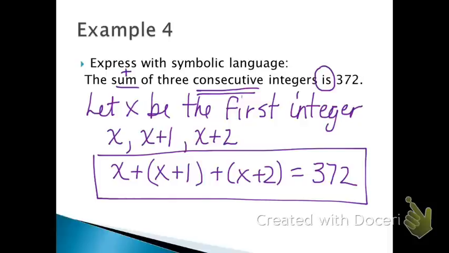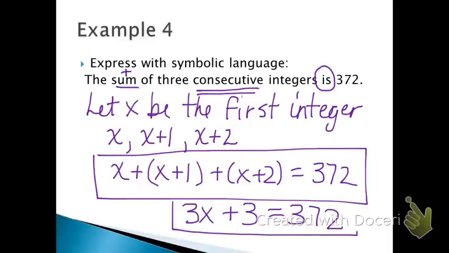We will be rewriting these types of equations in the next few lessons, but you might notice that you could rewrite this as 3x plus 3 is equal to 372. And some of you might have enough experience with this that you're doing that already, and that's great. So either of those is an example of two different statements that would represent that same sentence or that same relationship. Okay, moving along.